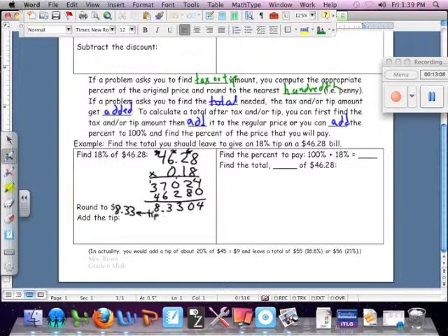If the question just said, what's going to be the tip, that would be our end. But if the question like this one says, what's the total, then we have to add it up. On yours, I didn't have as much space, so you kind of got to squeeze it in. So go ahead and add $8.33 to $46.28. $54.61. That was a good meal.